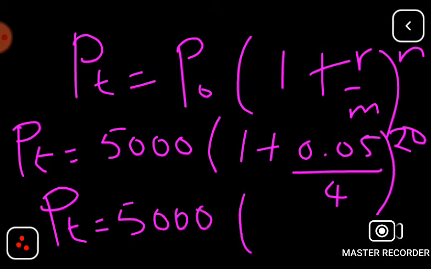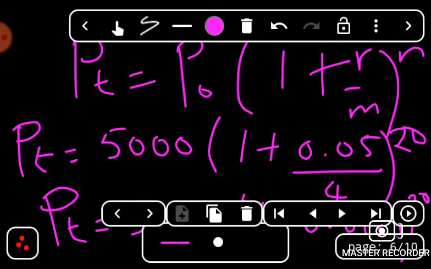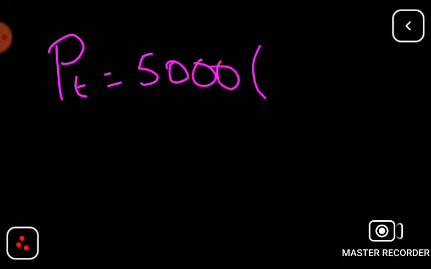Remember, do it step by step so that you don't mix up. So now you have 1 plus 0.0125 to the power 20. Then next, PT is equal to 5,000. The 5,000 is still constant.